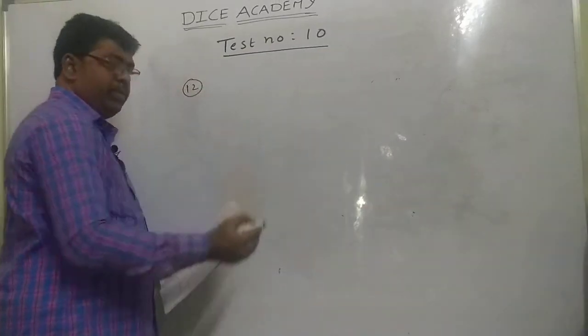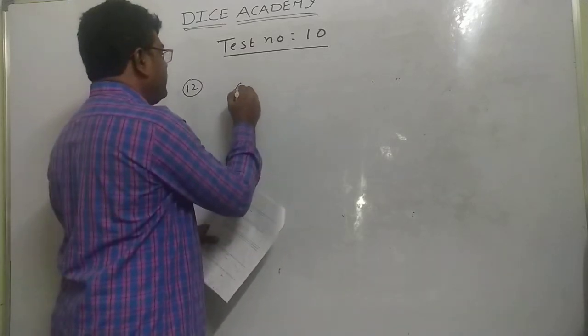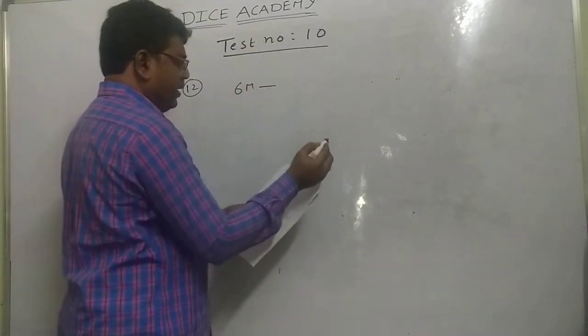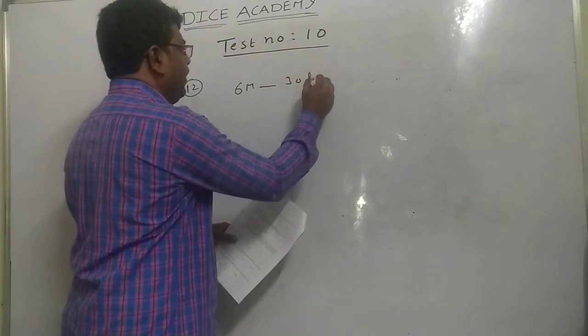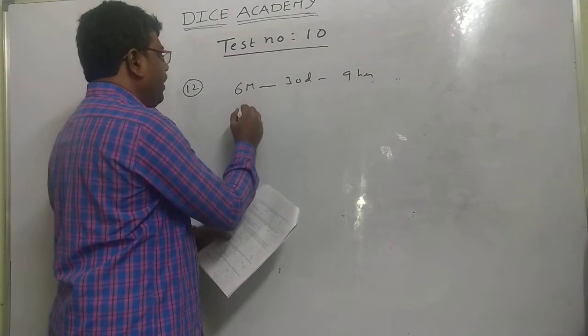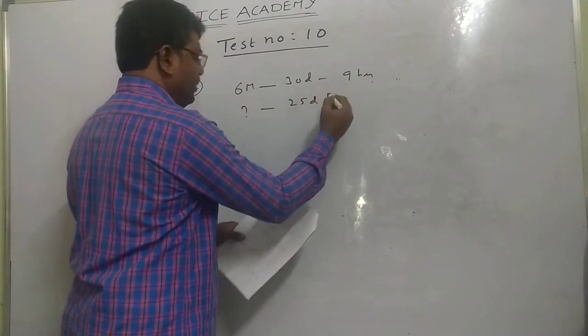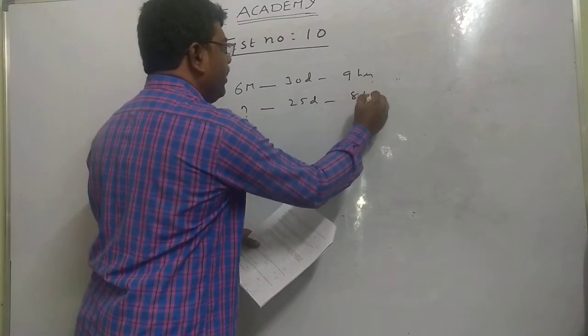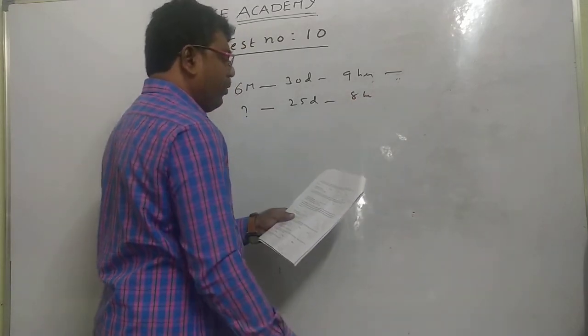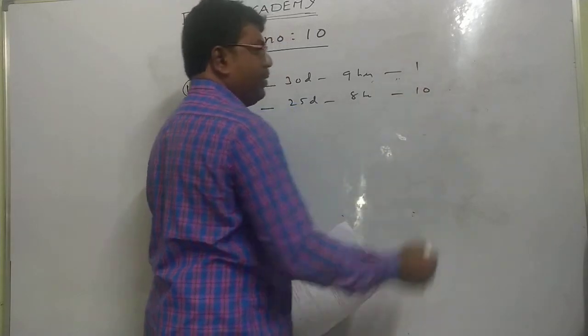The 12th problem. He was given: 6 men can do a piece of work in 30 days, 9 hours a day. How many men? Men is the question mark. Days is 25 days, and the hours is 8 hours. Work compared to the first one is 10 times, so we can assume this as 10 times.